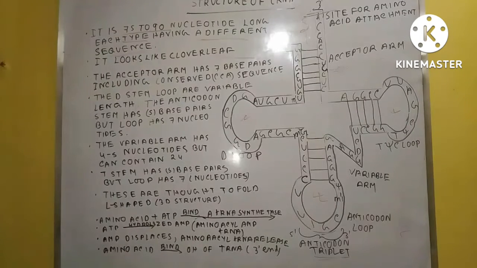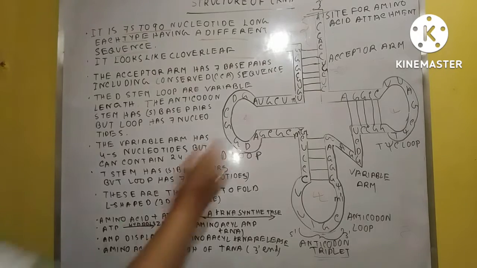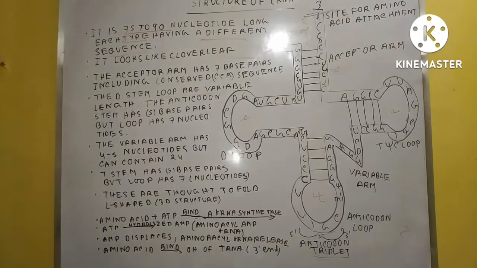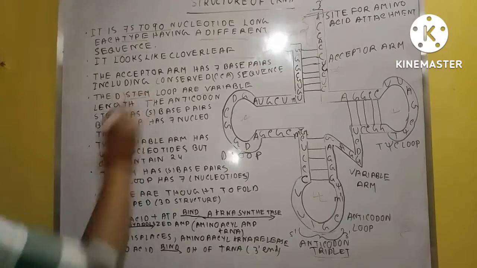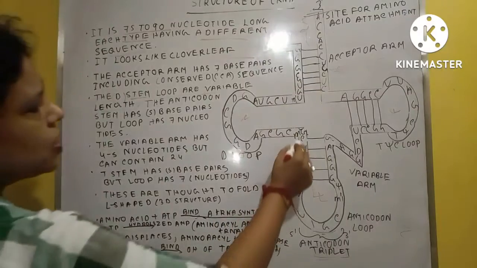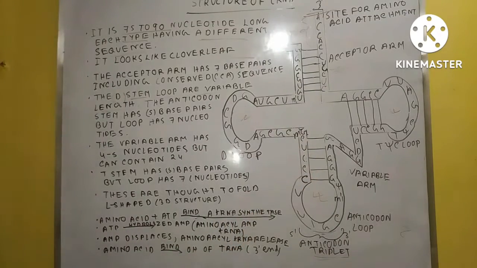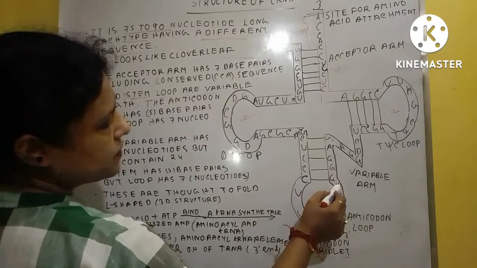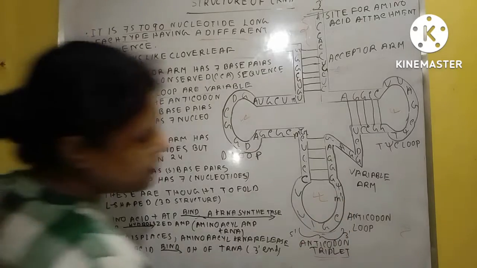Next, the D stem and the D loop are of variable length, and the anticodon stem has 5 base pairs, but the loop has 7 nucleotides. So which one is the anticodon? This changes. The stem and the loop are of variable length, but the anticodon stem has 5 base pairs: 1, 2, 3, 4, 5. And the loop has 7 nucleotides: 1, 2, 3, 4, 5, 6, 7.